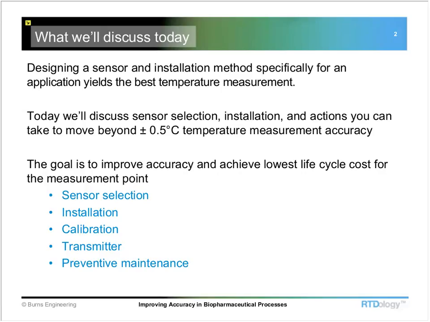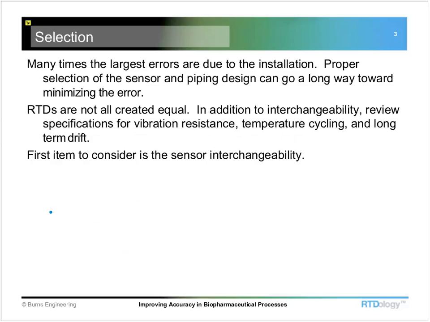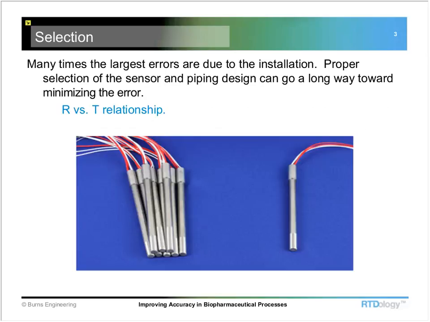But first I want to start out and talk about the sensor selection. We'll go through some of the specifications that you need to look for when selecting an RTD. First off, all RTDs are not created equal. There's a whole variety of quality and performance levels with RTDs. There are a couple of specifications or standards that control some of the performance parameters, and the first one of those that I want to look at is the sensor interchangeability.